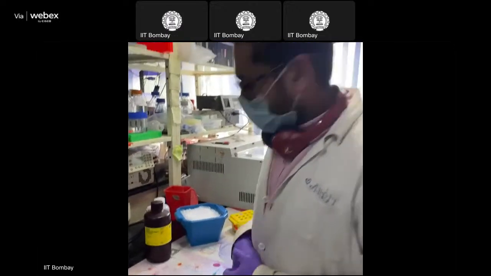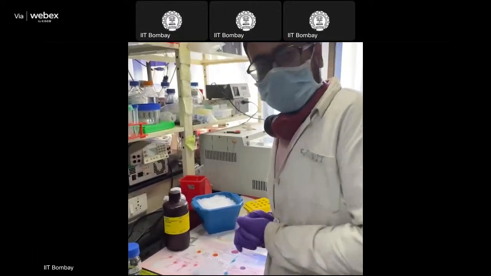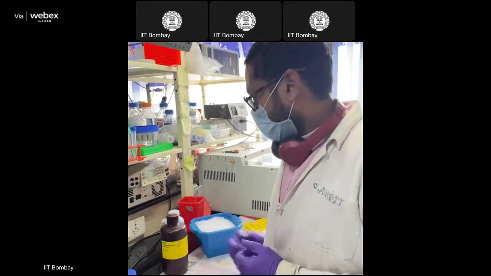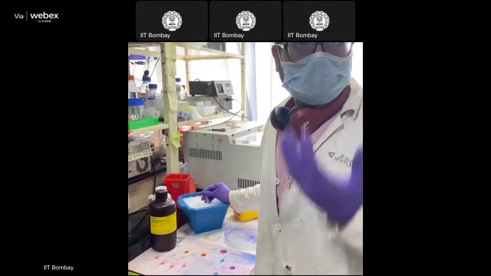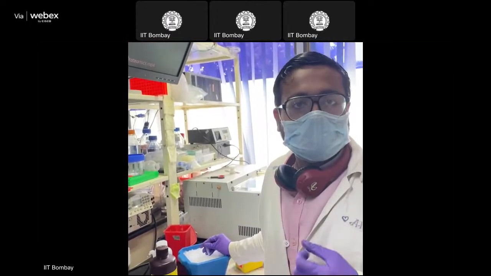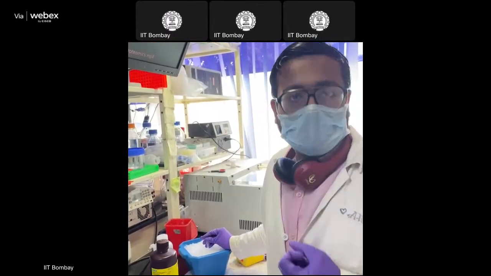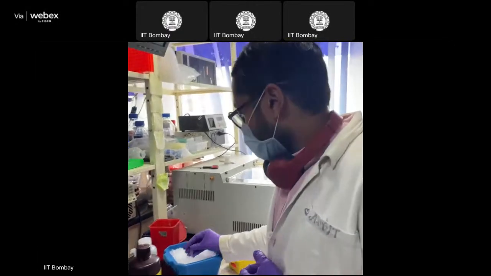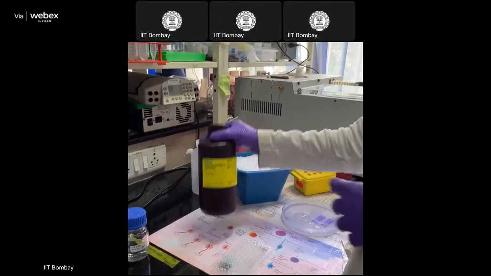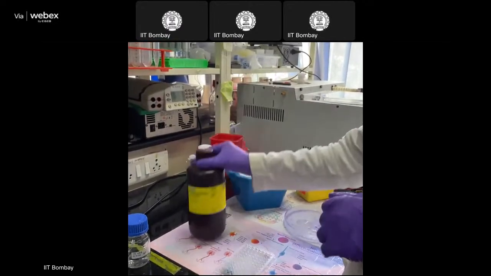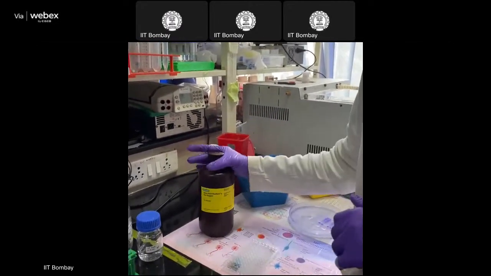Hello, good morning everyone. As you have seen, after the sample is lysed, we have got the proteins extracted from the cells. Now we want to quantify or measure how much protein is there in the samples. For this, we use the Bradford method, where we use the Bradford reagent and try to measure the change.